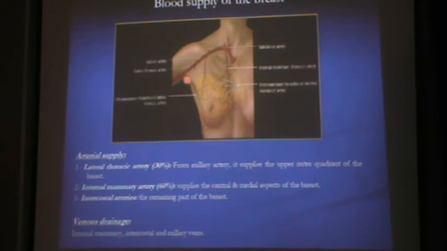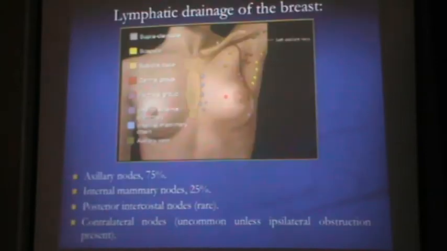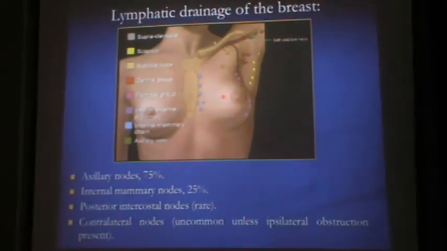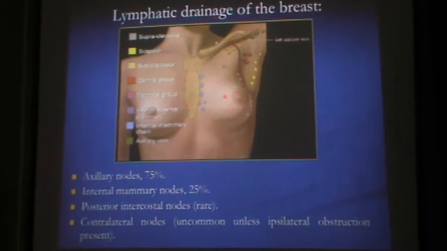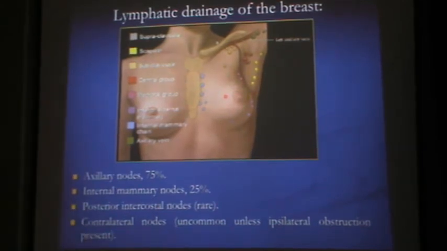The internal mammary artery, 60%, supplies the central and medial aspect of the breast. Here are the intercostal arteries. They supply the remaining part of the breast. For venous drainage, the breast drains through the internal mammary, the intercostal, and the axillary veins. Lymphatic drainage of the breast: the axillary nodes drain 75%, internal mammary nodes 25%.